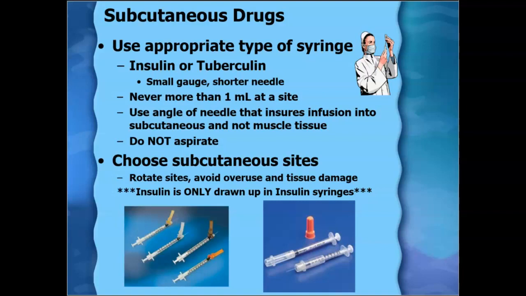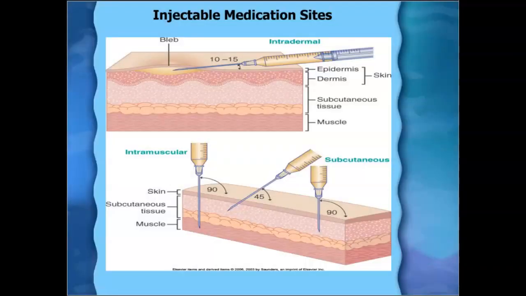And again, I cannot stress this enough. Insulin has to be drawn up with an insulin syringe, right? You cannot draw it up in any other type of syringe because it's in units, right? Which is its own type of unit, and therefore you can't cross over to mLs ever.